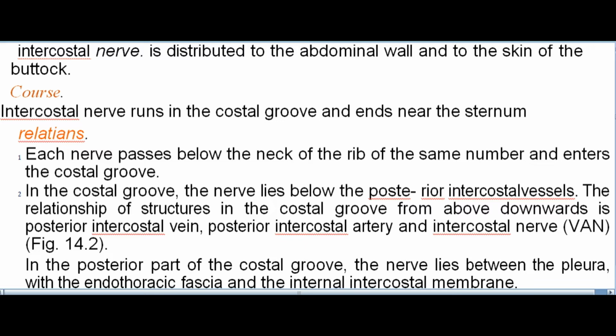Course. Intercostal nerve runs in the costal groove and ends near the sternum. 1. Each nerve passes below the neck of the rib of the same number and enters the costal groove. 2. In the costal groove, the nerve lies below the posterior intercostal vessels. The relationship of structures in the costal groove from above downwards is posterior intercostal vein, posterior intercostal artery and intercostal nerve, VAN, Fig 14.2. In the posterior part of the costal groove, the nerve lies between the pleura, with the endothoracic fascia and the internal intercostal membrane.